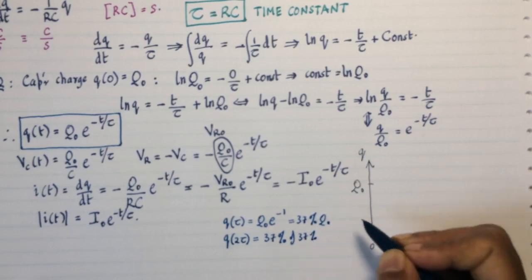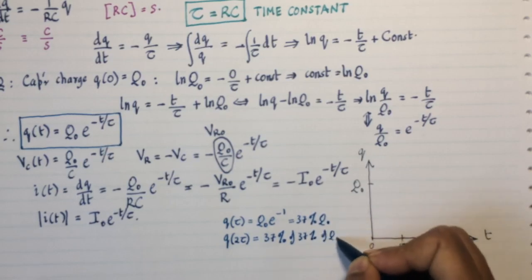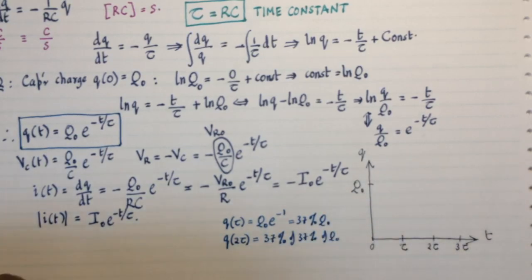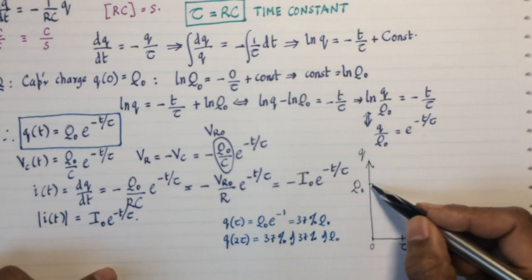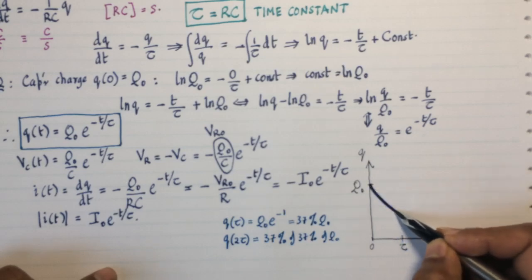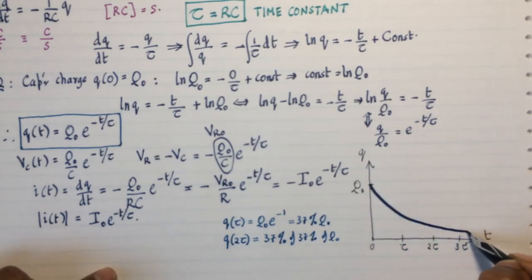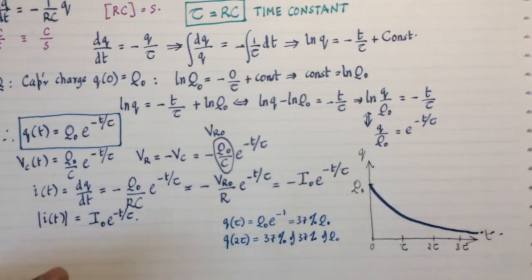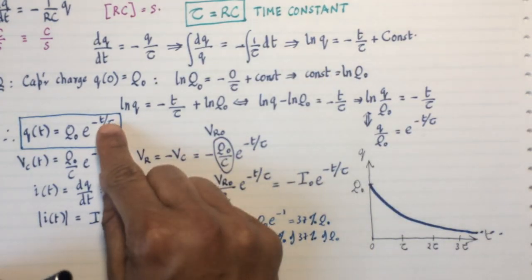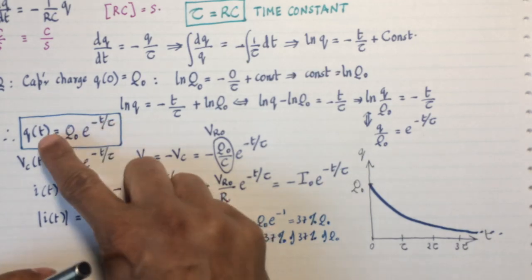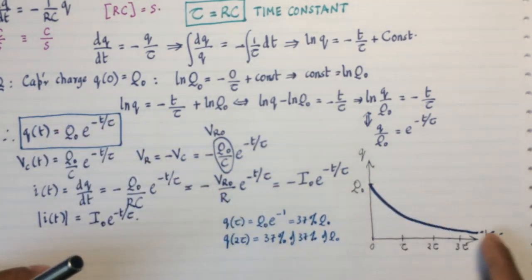So it's going to keep falling down by 37% of the previous value after every time constant. So if I try to freehand this, I'm going to get something like this. It's going to quickly go down to 0. I mean, technically it never does, because t has to go to infinity for this to go to 0 because of the nature of the exponential graph.